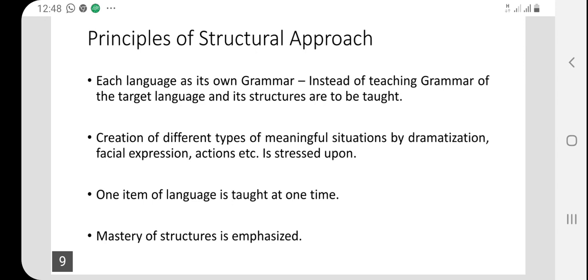And mastery of the structure is emphasized. The purpose of adopting sentence structure is that the stress is on having a mastery, a competence, or a strong grip on the structure.